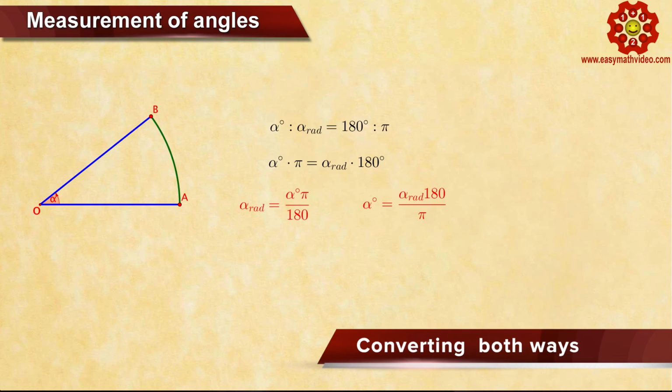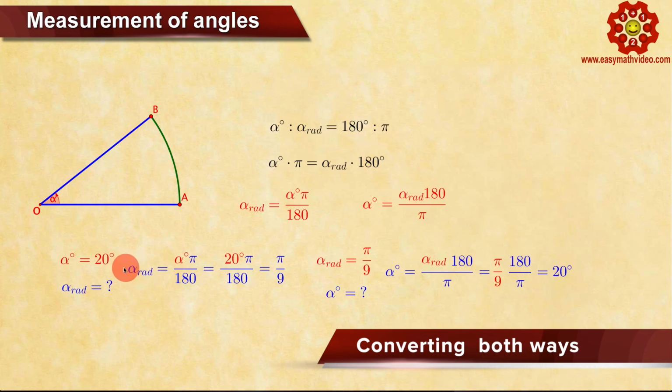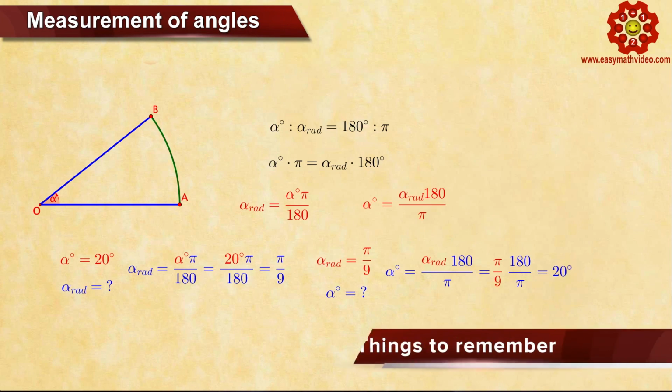Let's look at one example. In the first case, we need to convert 20 degrees, and in the second case, pi divided by 9. We can see that 20 degrees correspond to pi divided by 9 radians and vice versa. In the end, let's see which formulas we need to remember.